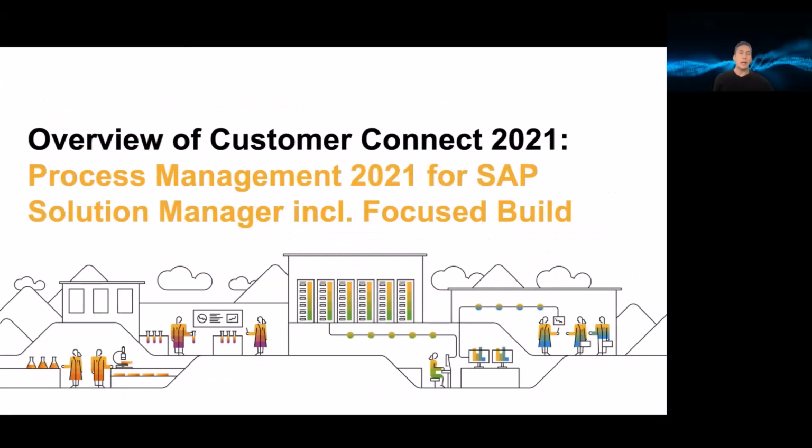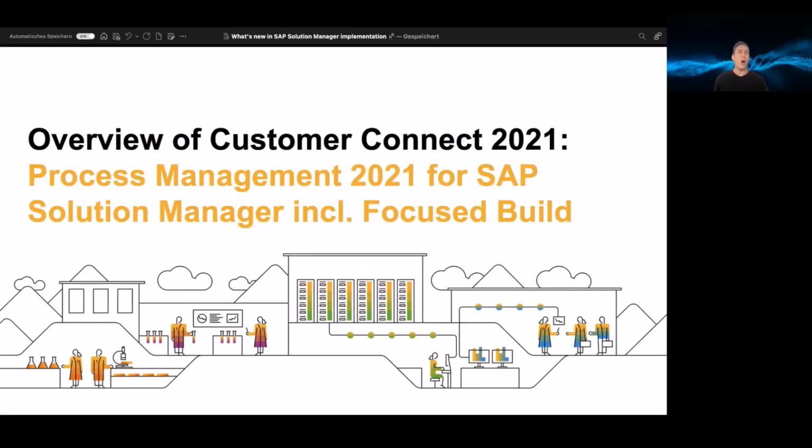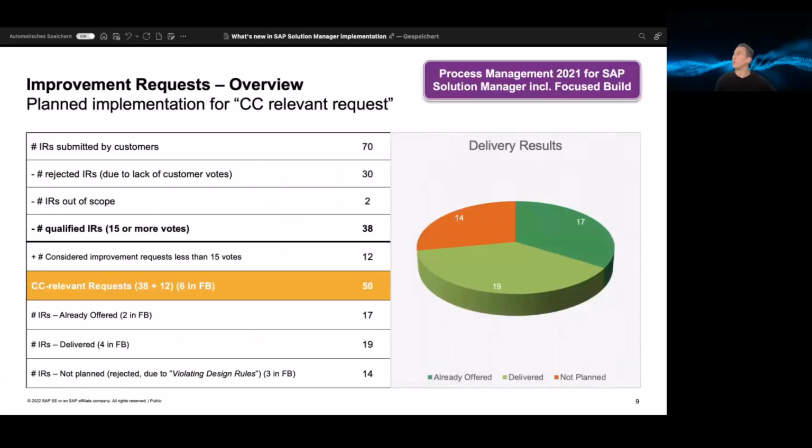Let's look in more detail at how many requests we got and how many we could accept. This is what I'd like to introduce next. For process management, we got 70 improvement requests overall. We had to put 30 of them out of consideration because they didn't reach the 15 votes.